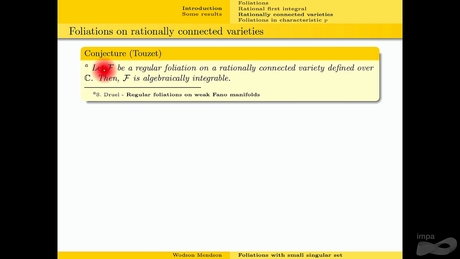We also have this conjecture by Tuzé. You take a regular foliation on a rationally connected variety. This means that given two points, you can join them by rational curves or chains of rational curves. Then F is algebraically integrable.